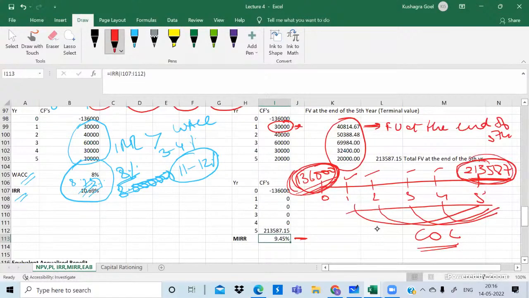So now once I get the future value, I'll calculate that rate at which present value of this is equal to present value of 1,36,000. So first convert everything into future value, go back to the last year, and then again calculate that rate at which present values will tally and match with each other.